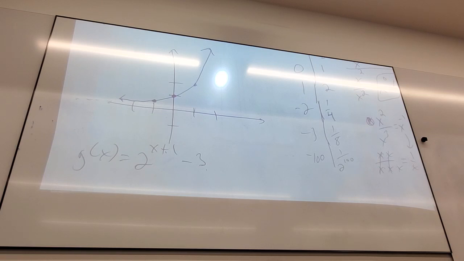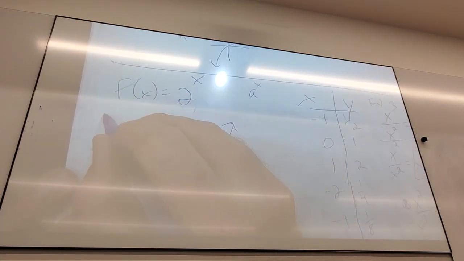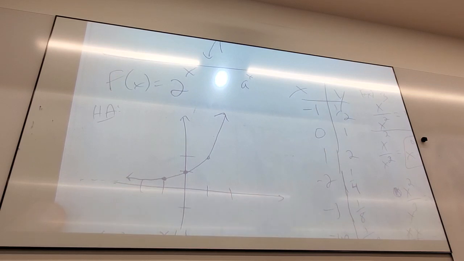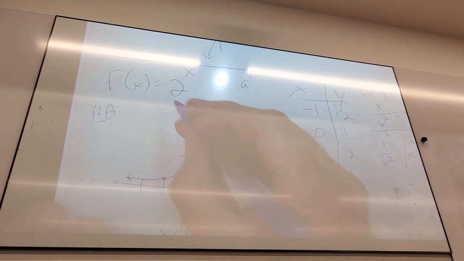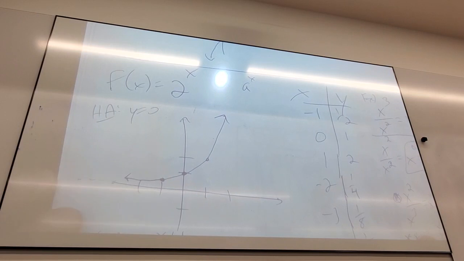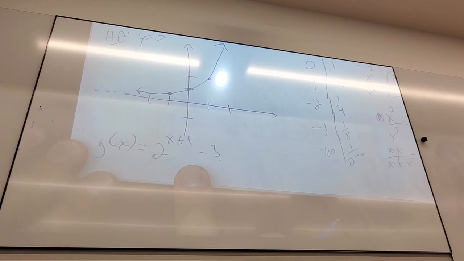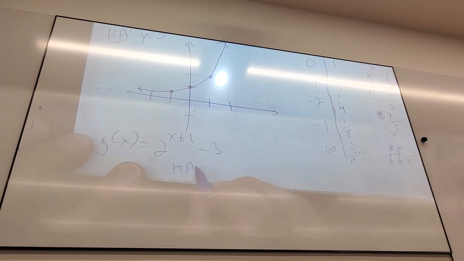Real quick. Where's the asymptote on f of x? Where's the horizontal asymptote here? Y is equal to 0. Y equals 0. Right? Where would the horizontal asymptote be for this one? Y is equal to -3. Yeah, I just moved everything down 3, so it'll go to -3.